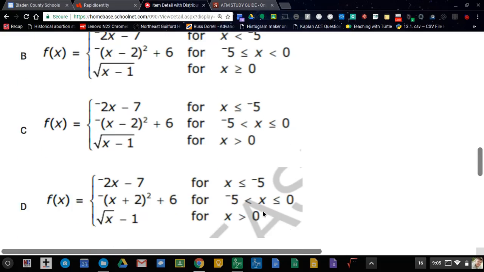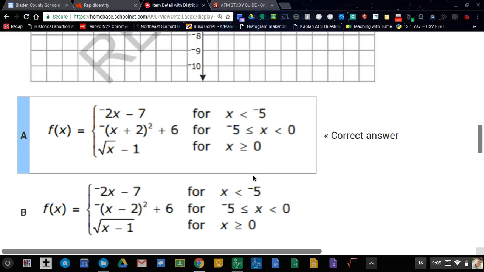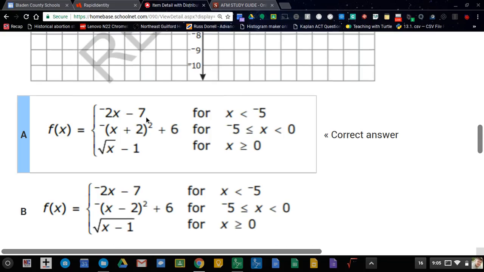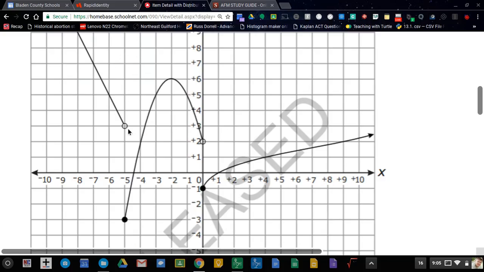But then look at this one. Because that's not greater than or equal to, that means this one has to be correct. Okay? And just to be safe, I'm going to check the other pieces. Do I have a negative slope on my linear piece? Yes.